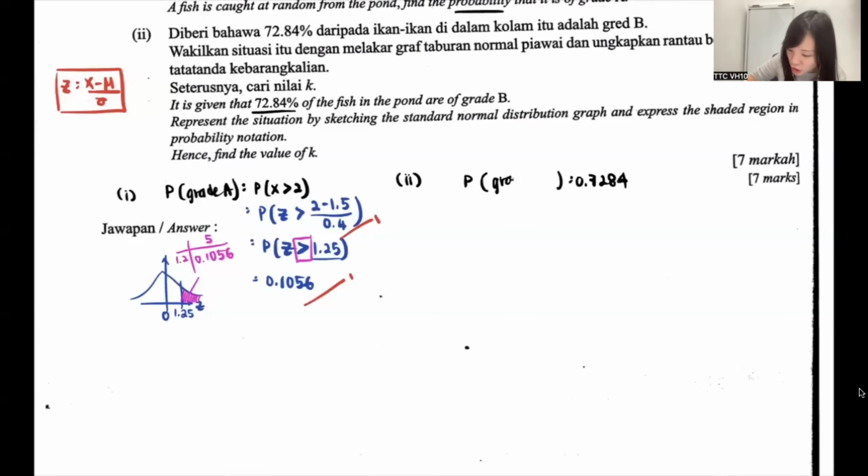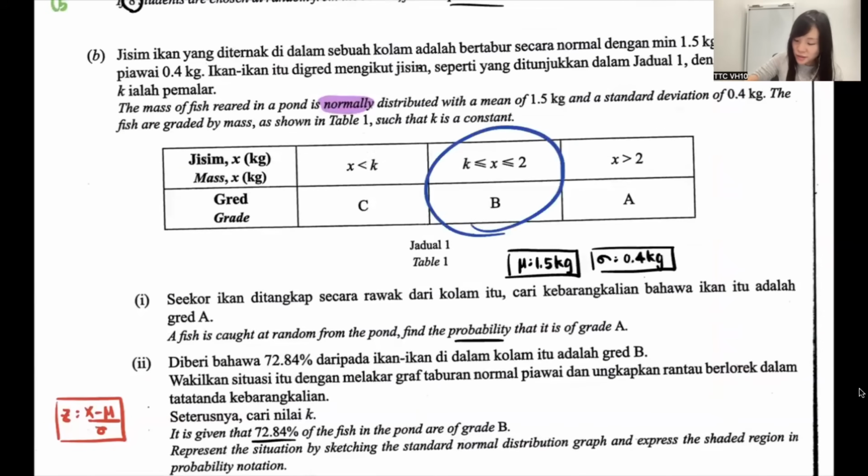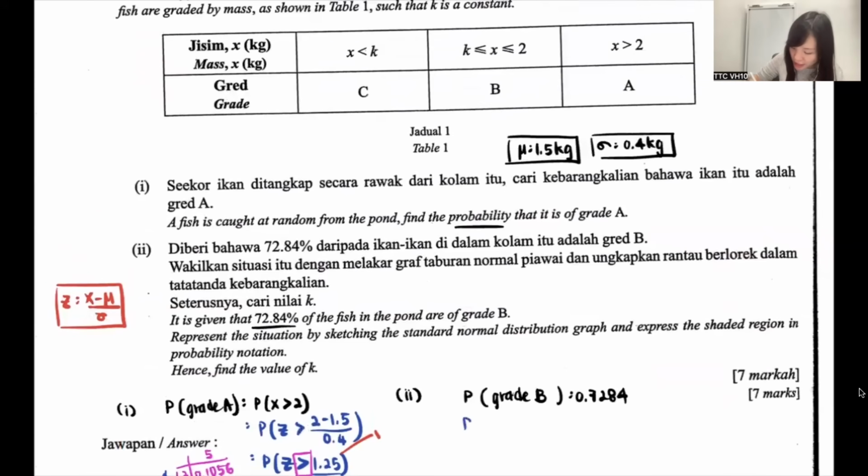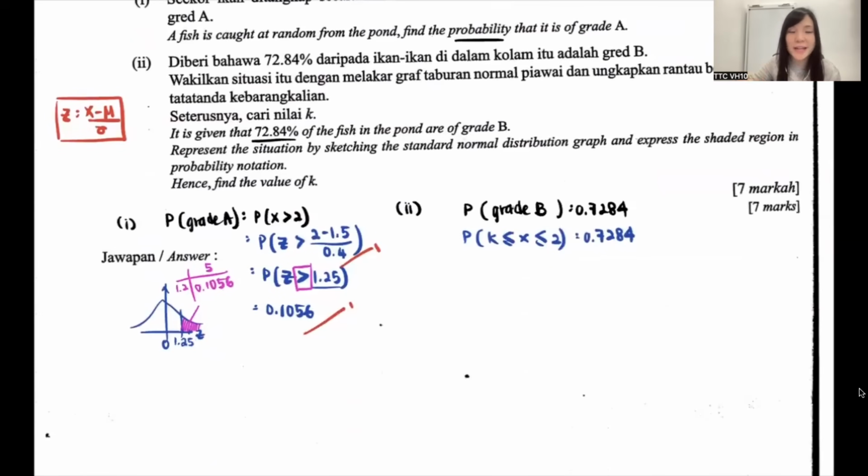So this one is actually grade B. Okay? So now, grade B, they say is what? When I look at the questions, grade B is this one. Okay, let's convert it inside. So K less than or equal to X less than or equal to 2 equals 0.7284. Can I write it out like that? So they say represent here.